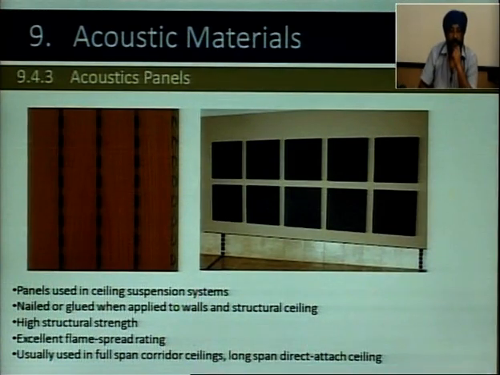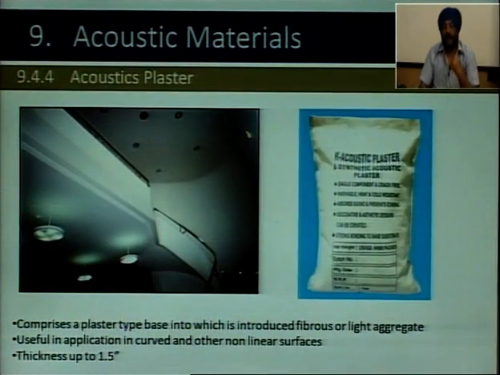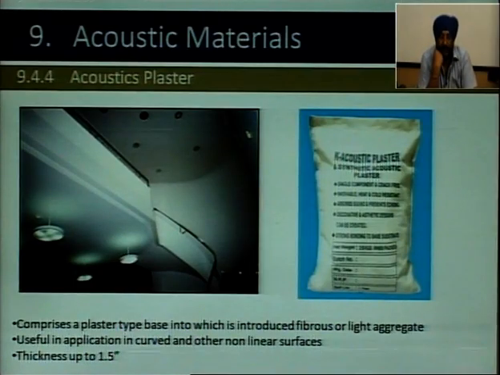These are the applications of the acoustic panels. You can see you have to put your mind into it, how to do it aesthetically in an interior situation. There is something called acoustical plaster. Now, this comprises a plaster type base into which is introduced fibrous or light aggregate, useful in application in curved and other non-linear surfaces, because with the other kind of tiles and all it is not possible.